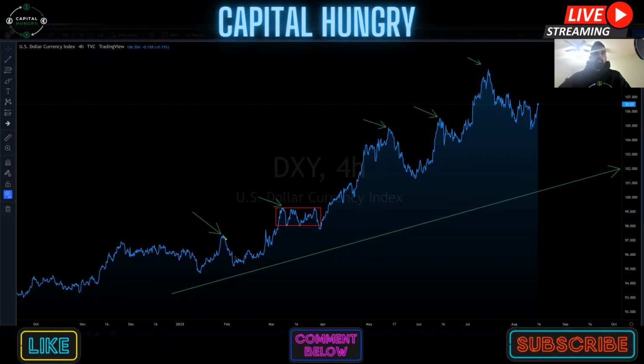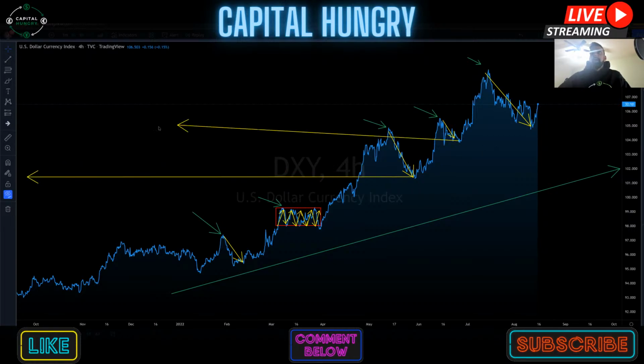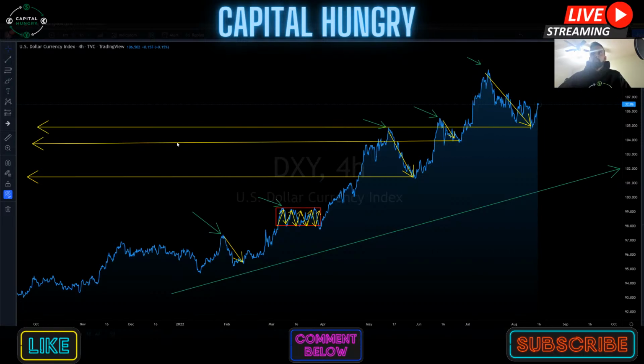For example, this pullback, more of a consolidation and collection of order flow and buy side accumulation here. Pullback phase, pullback phase, pullback phase. None of these pullback phases have broken macro bullish market structure or canceled out any of the aggressive upside movement.